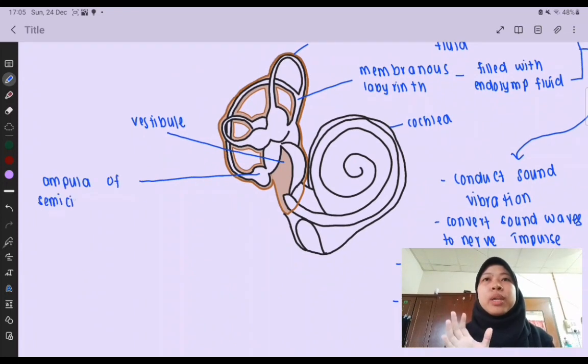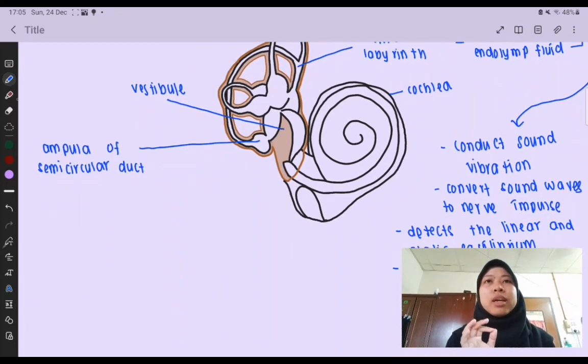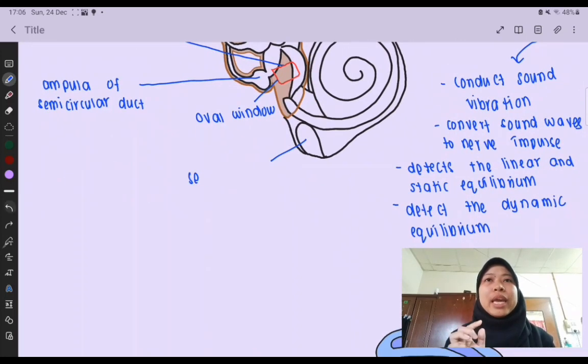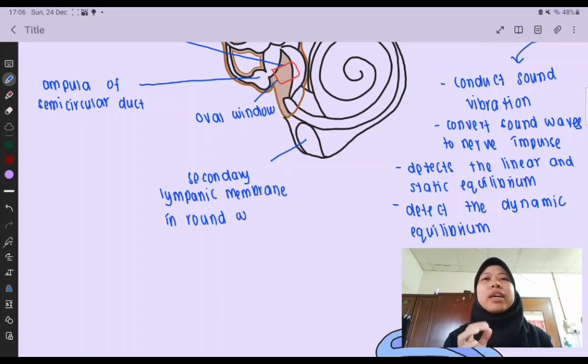This is the ampulla of the semicircular duct. The red color is the oval window, and this is the secondary tympanic membrane in the round window.